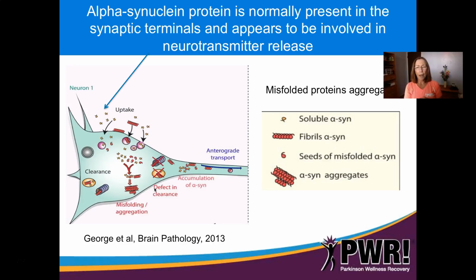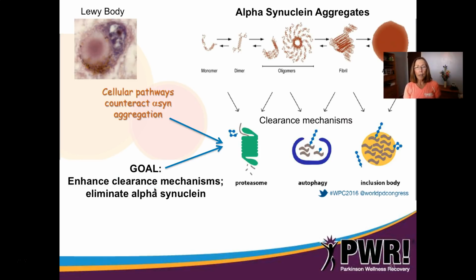And then you see what happens to it as it's not getting eliminated, and it starts to build up into these clumps. And you can see on the right here, these misfolded proteins, they start to aggregate, they have different names, and as they start to change shape, they become toxic. So at the top here, you can see the differences in the shapes of these proteins. They're a monomer, a dimer, an oligomer, a fibril, an aggregate. Those are toxic forms, especially the oligomers.